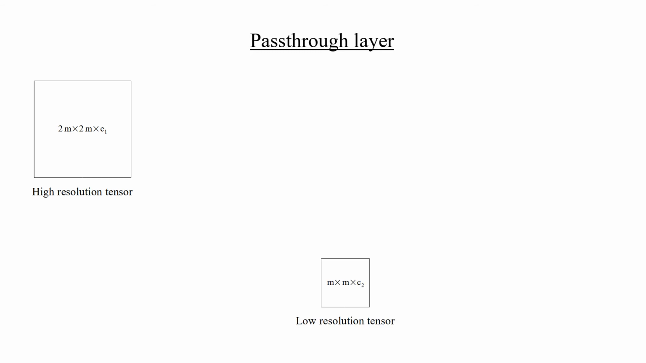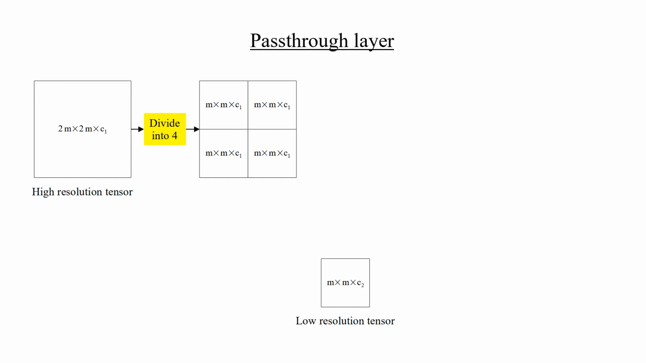Now we will see the details of passthrough mechanism. We have a high resolution tensor with size 2m x 2m x C1. And we have a low resolution tensor with size m x m x C2. High resolution tensor is divided into 4 blocks. Size of each one is m x m x C1.